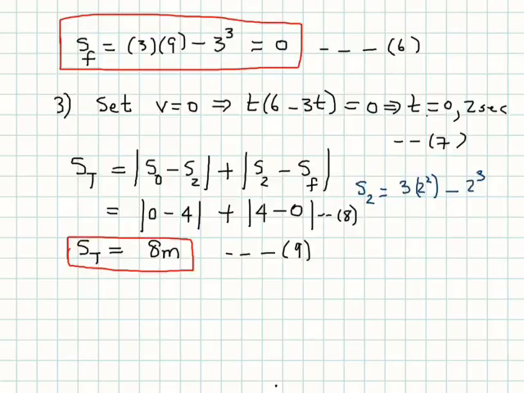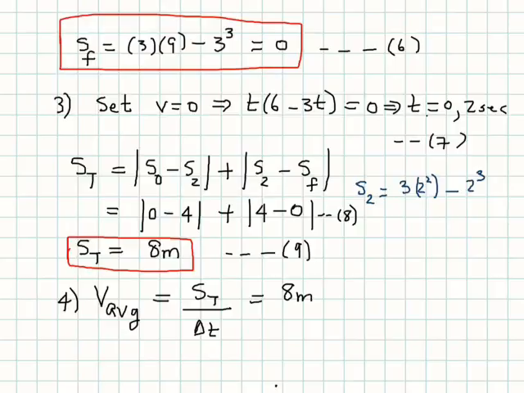And finally, we want the average speed. So v average, by using the equation, of course, s total over delta t, which your delta t is going to be your t final minus t initial, and this turns out to be 8 meters, and the total time was 3 seconds, and this of course is 2.67 meters per second.